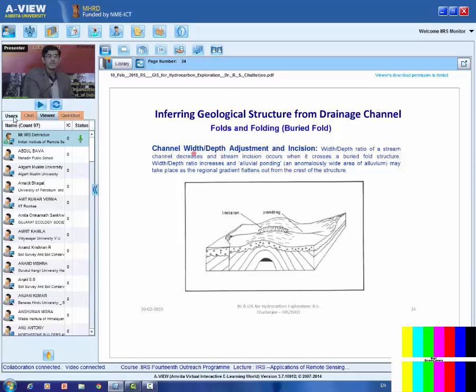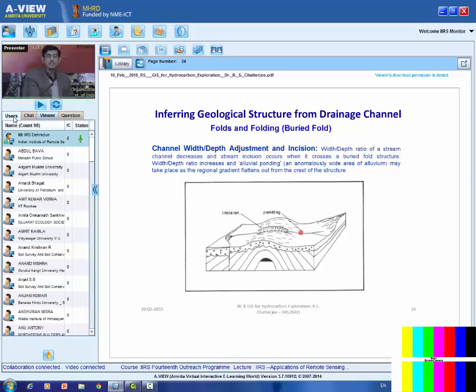Now, this is another kind of indirect evidence. This is the width by depth ratio of the stream. We see the width and depth ratio, and when the width by depth ratio is decreasing, it probably means the stream is cutting a geological structure, maybe a fold like this.